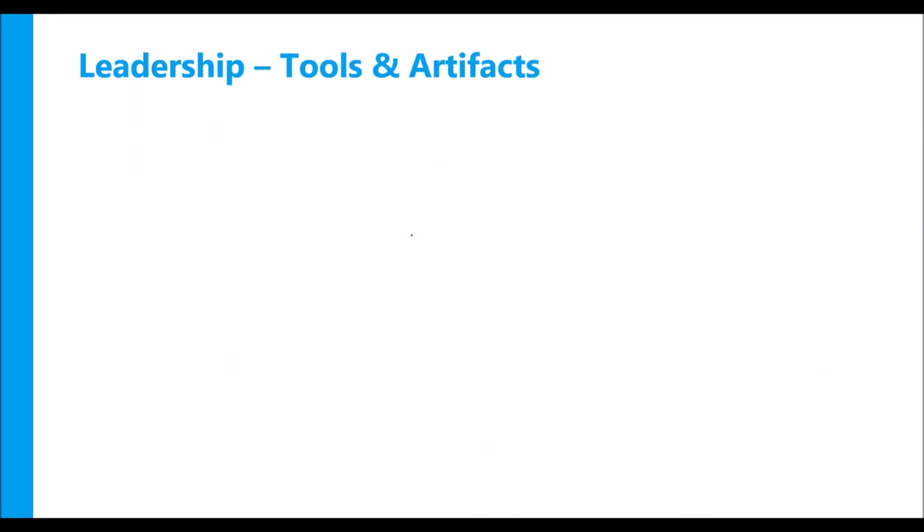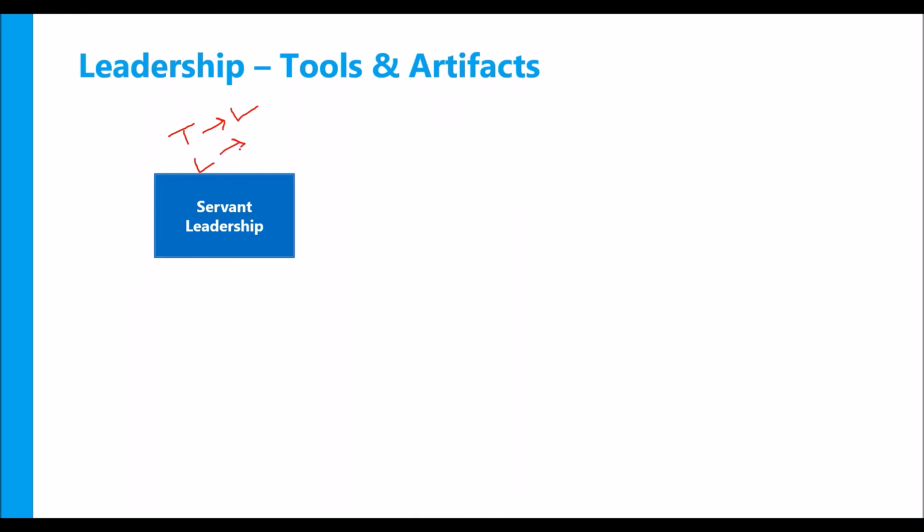So what are the tools and artifacts that can help you here, right? Servant leadership. You might have heard this term, right? I'll put it very simply for you. A typical leader, a traditional leader, the team used to work for the leader, right? If you remember the classic way of that, the team used to work for the leader. The leader used to command and control and execute the project. In servant leadership, the leader works for the team.